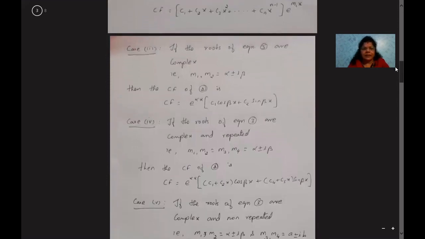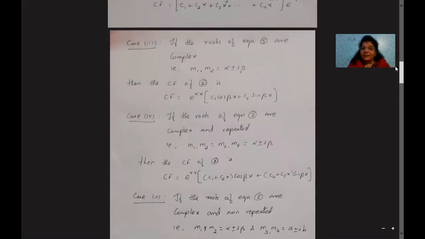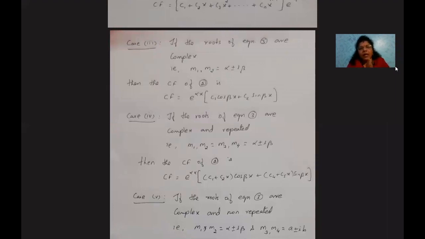The third category, but first, what is the first category? If the roots are real and distinct. The second category is what? Real and repeated. The third one is where the roots are complex. For complex roots, I'm categorizing into 3 different cases. The first one is for any quadratic equation, 2 roots will be obtained. When you solve the auxiliary equation, 2 roots will be obtained.